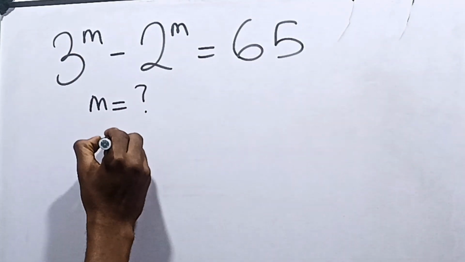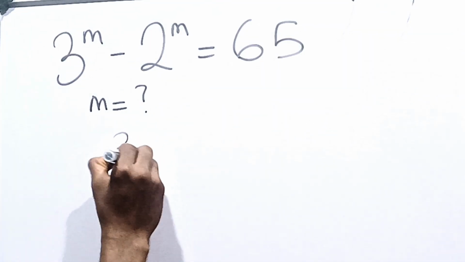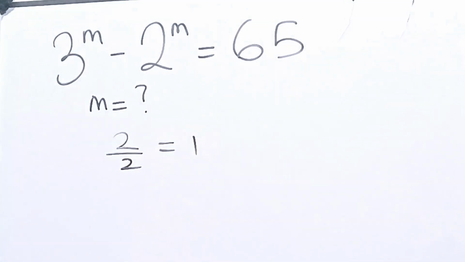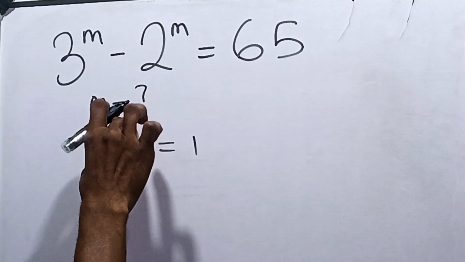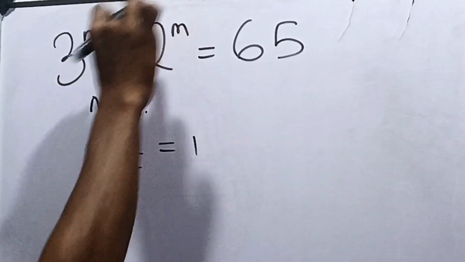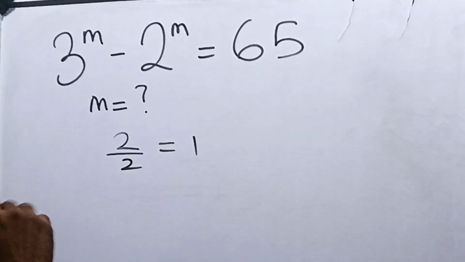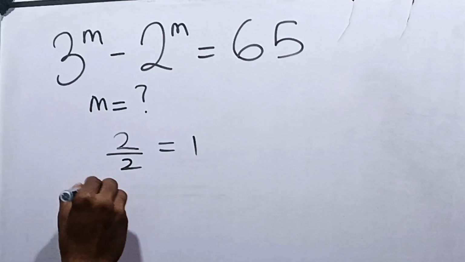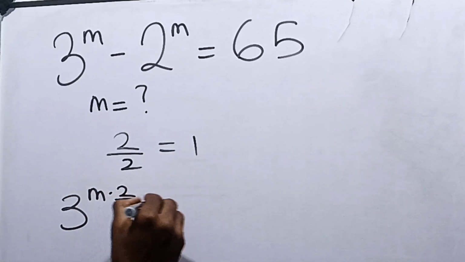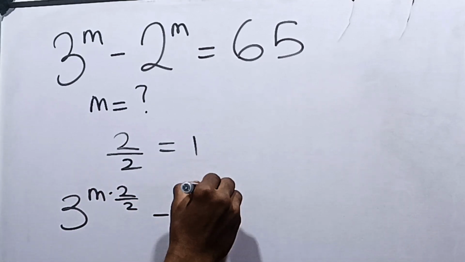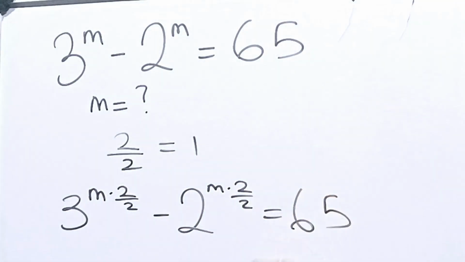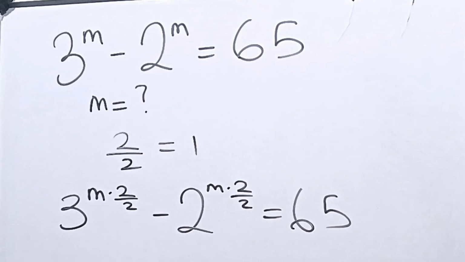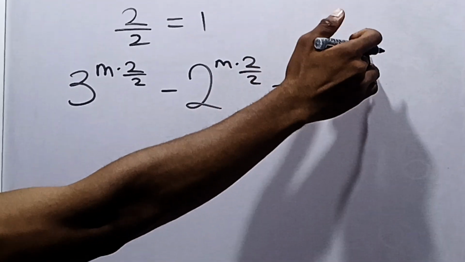If you have a number 2 over 2, 2 over 2 is equal to 1, right? So these are equivalent fractions, 2 over 2. The numerator and the denominator are equal. Let's now multiply each power here by 2 over 2. So we see 3 raised to power m multiplied by 2 over 2, minus 2 raised to power m multiplied by 2 over 2, is equal to 65. Basically, we can multiply with anything, so that's why we're not bothered about what happened on this side.